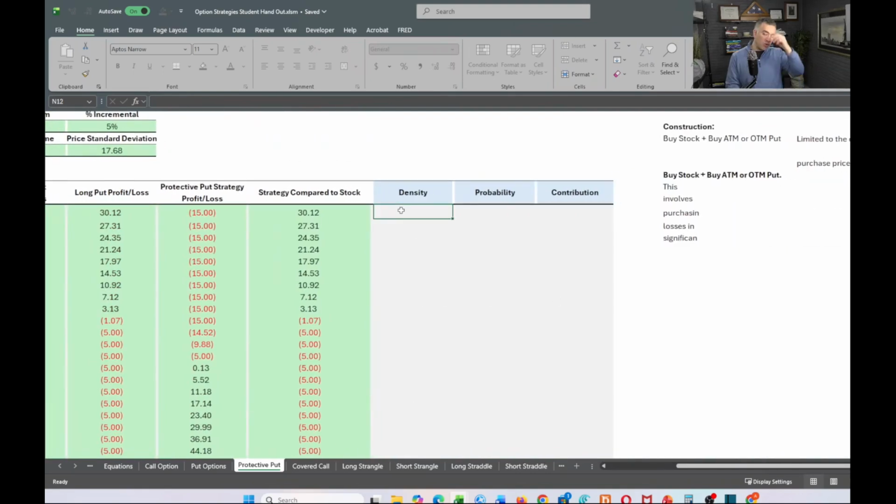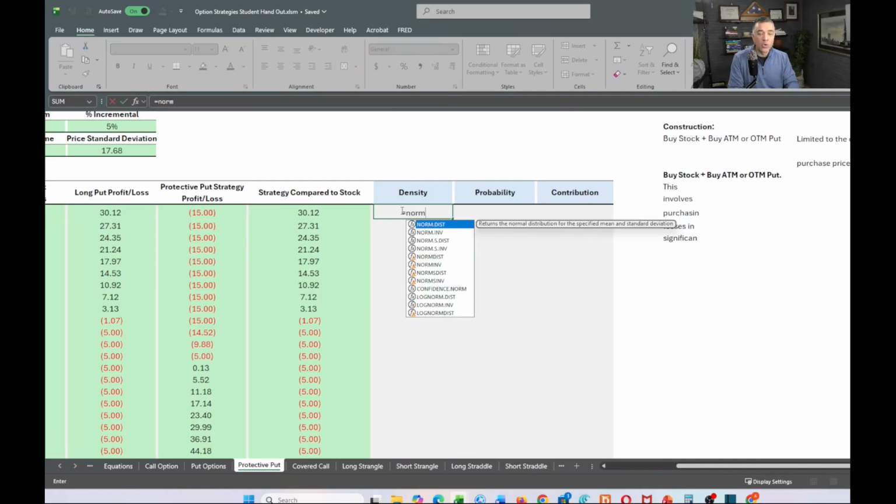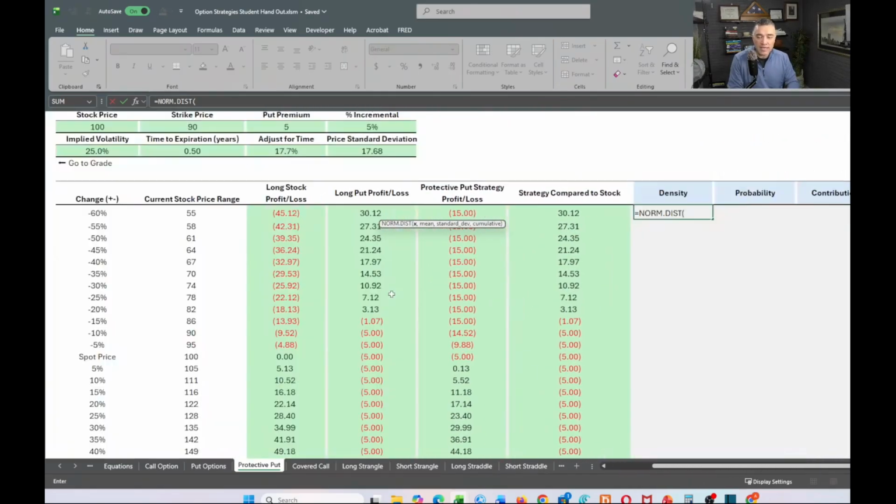All right, next, we want to find out, this is a normal distribution. I'm going to find the density of it. This is not the probability yet. We're going to find the density. So we're going to say a normal distribution, type in equals normal. And then what it's going to ask here is, now you could do stock price, but ours is continuous compounding, so I'm going to do the percent change.